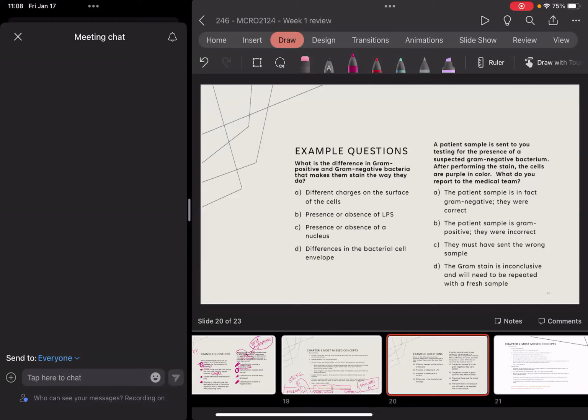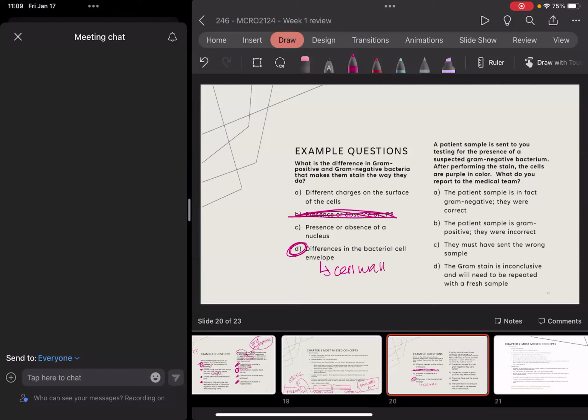So what is the difference in gram positive and gram negative bacteria that makes them stain the way they do? And I just touched on it a little bit. The gram positive, because it has that thick wall, traps the purple in it. Okay, just literally traps the purple in it. So why does it trap the purple? It's because of the charges on the cells, the presence of LPS, which is lipopolysaccharide. We'll talk about this again. This is a chapter 4 thing. The presence or absence of the nucleus, or the difference in that bacterial cell envelope. So the cell wall is part of the envelope. And so this is going to be our answer here.